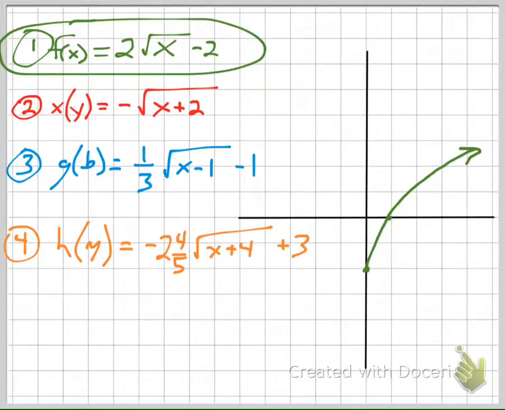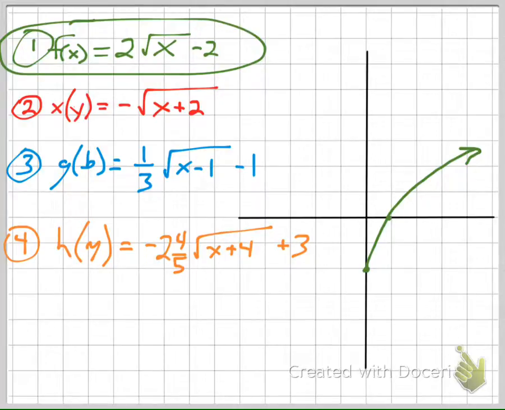Number 2, there's a negative out here. Just in the back of your head, you got to go, oh, that means it's going to be upside down. Reflected. Okay, home base is normally here. So does that negative have to do with home base? No. Does that plus 2 have to do with home base? Yes.